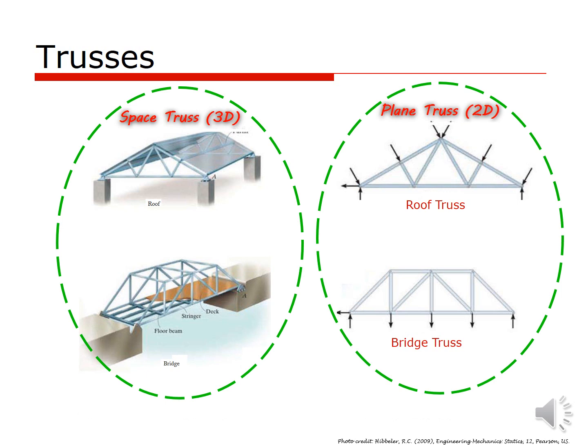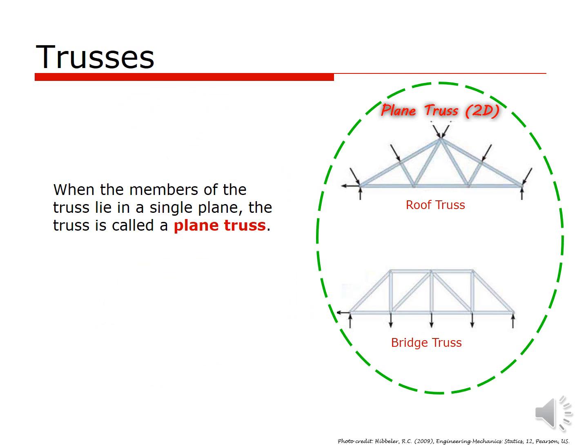Now, when we look at this picture, the roof and bridge on the left hand side are built using a number of roof trusses and bridge trusses. From that, we are going to define plain trusses and space trusses. When the members of a truss lie in a single plane, that truss is called a plain truss. You can see the roof truss and bridge truss in this picture are plain trusses.